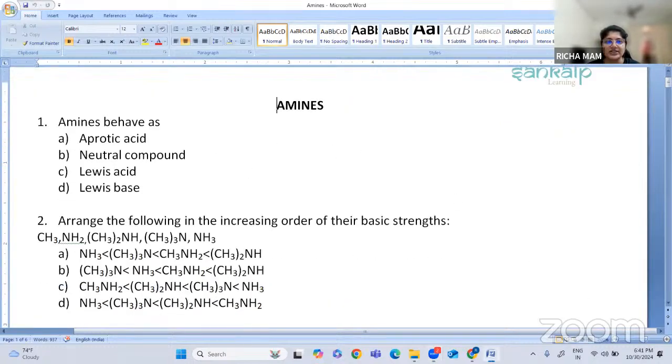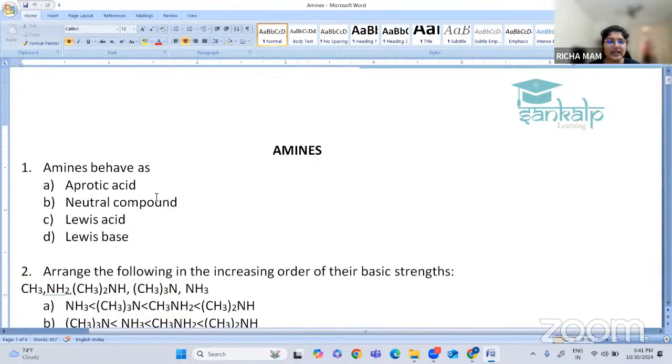The first question is: amines behave as A, protic acid, B, neutral compound, C, Lewis acid, and D, Lewis base. How do these amines behave? The general representation of amine, as I just told, is RNH2. So how do these amines behave? These are the four options.